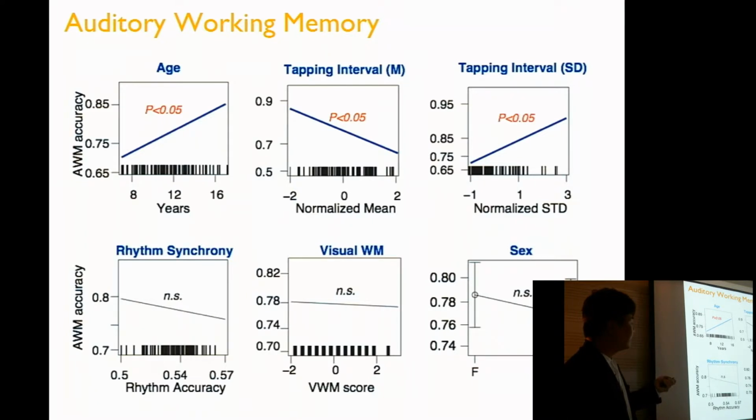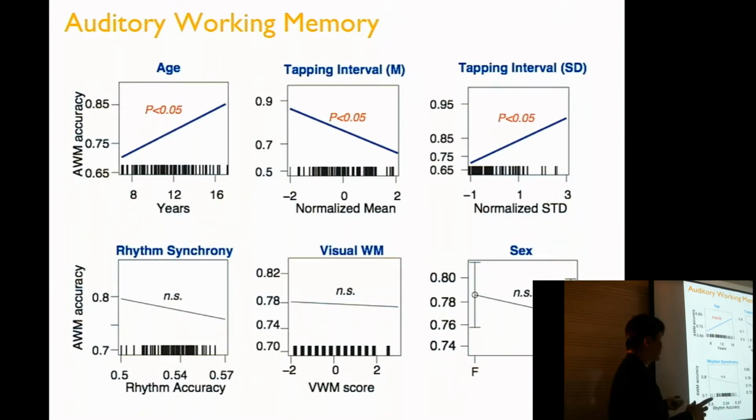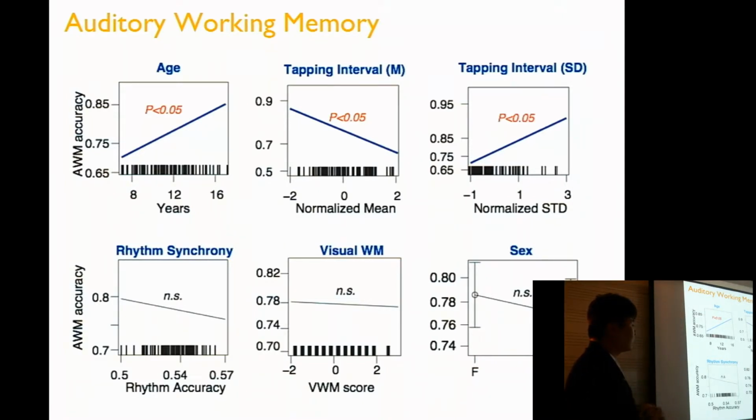On the x-axis, we have the normalized mean intertapping interval, so we standardized the intertapping interval. And the y-axis, again, is the auditory working memory score. As you can see, the longer the mean intertapping interval, the lower the auditory working memory accuracy. In other words, kids who tend to move their finger faster have a higher auditory working memory score.